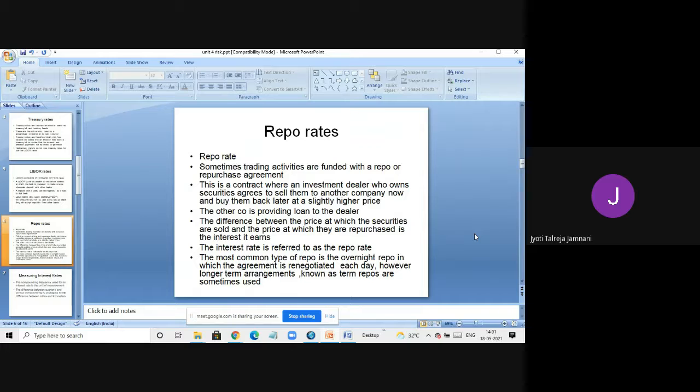The most common type of repo is the overnight repo, in which the agreement is renegotiated each day. However, longer term arrangements known as term repos are sometimes used. So usually these things are done between banks, so they enter into overnight repos. Overnight repo means you enter into a contract today to repurchase them tomorrow. So only for one night.